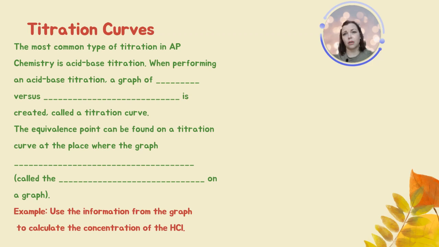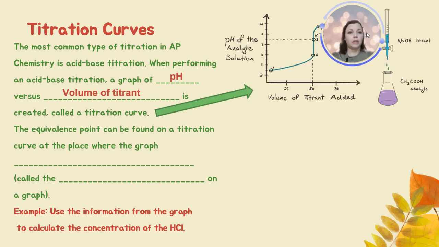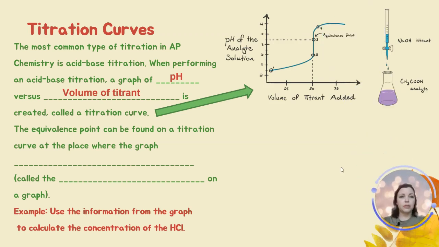So let's look at what this looks like on a graph. So the most common type of titration, again, is an acid-base titration. And when you're performing an acid-base titration, we graph the pH versus the volume of titrant. And that graph is called a titration curve. And it looks like this. So let me move my face again. We'll go down here this time.